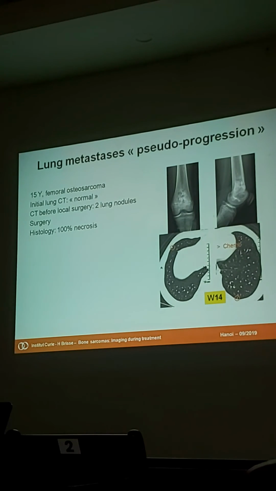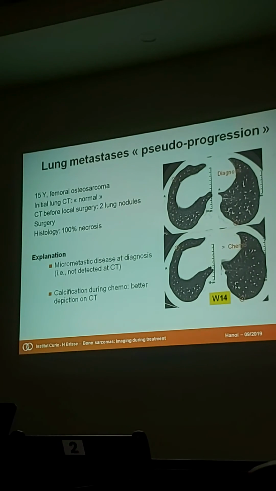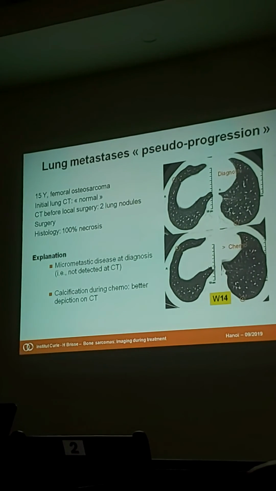Okay, so we were very anxious about this. So they were removed by the surgeon, and both nodules were 100% necrotic tissue. So what does it mean? Is it a progression or not? Actually, when you look back to the initial CT, the 2 nodules were present, but so small that it was impossible to identify them.